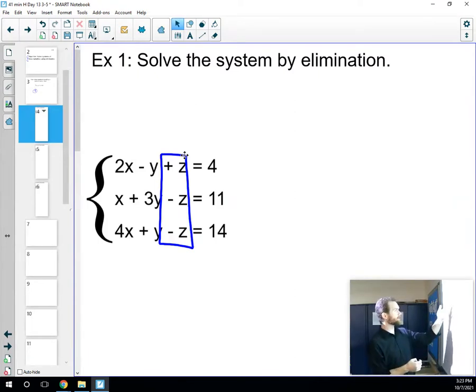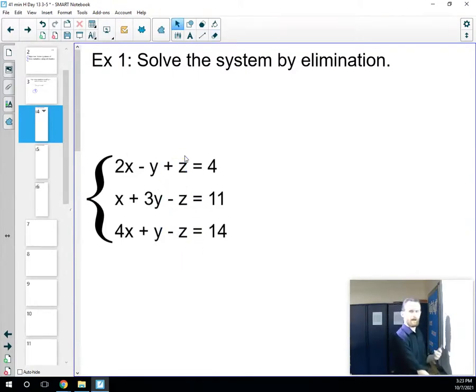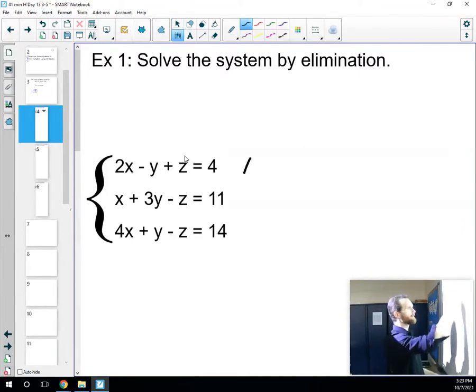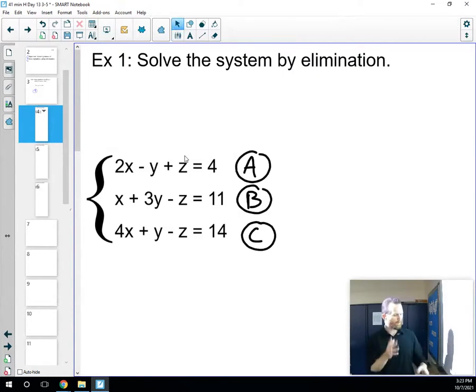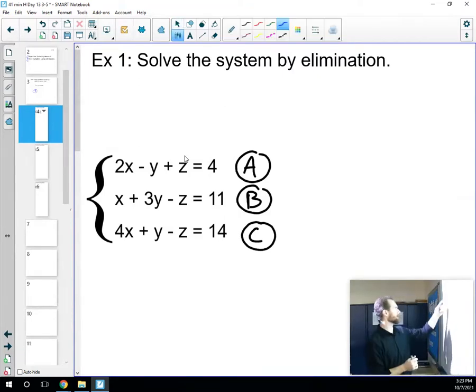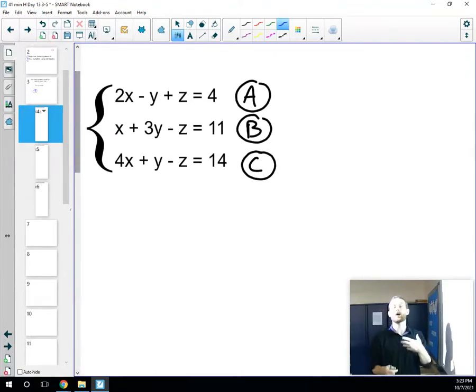We've got a positive 1z, a negative z, and a negative z. So they're all the same number, and we've got a mixture of positives and negatives. So that's what we're looking for. Now, to keep this a little bit more organized, I'm going to label these equations A, B, and C. You don't have to do this. It just makes it a little bit easier to talk about it as we go through this. Now, what we want to do is we need to pick 2 where we can eliminate our chosen variable. Remember, we're trying to get rid of z. We're trying to eliminate z. Let's pick A and B. I think if we pick those two and we add them together, we'll get rid of z.